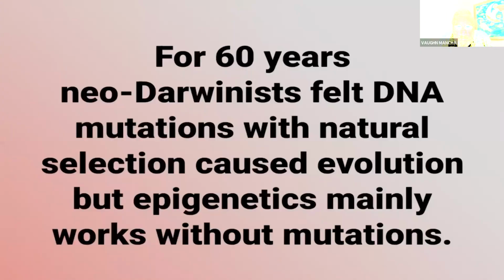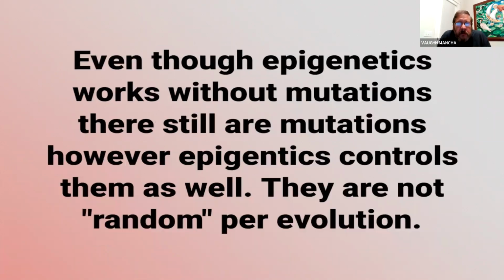So for 60 years, the neo-Darwinists felt that DNA mutations with natural selection caused evolution, but epigenetics mainly works without mutations. Even though epigenetics works without mutations, there still are mutations. However, epigenetics controls them as well. They are not random per evolution.